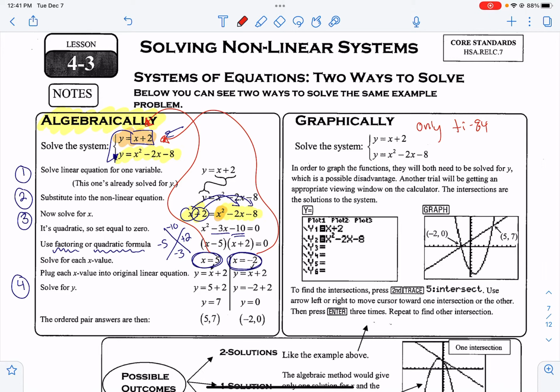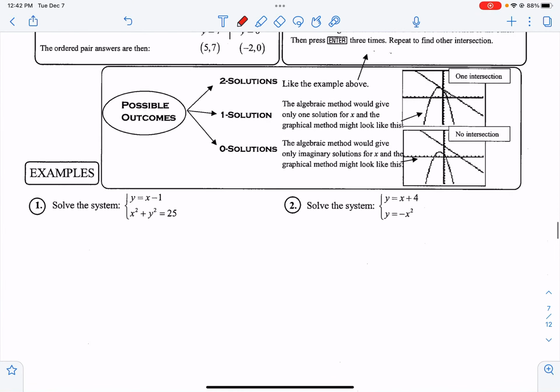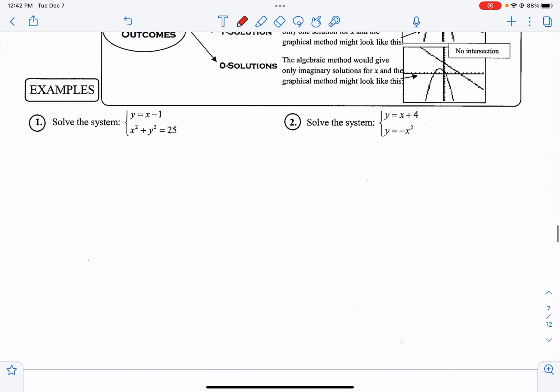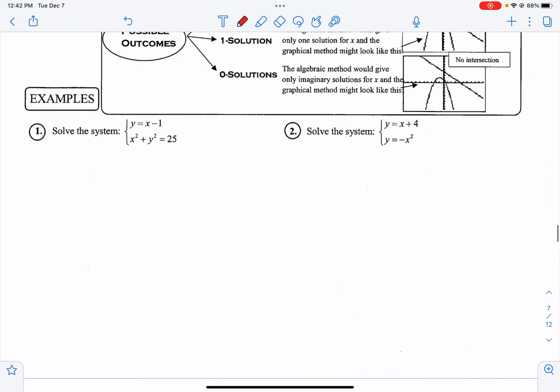Solve for one variable, substitute it into the other equation, solve for x, find your x values. Once you know your x values, plug them in, find your y values. So let's try that on a couple problems here. I think we're only going to do 2 on the video. We might do some more in class, in person. But number 1, y equals x minus 1, and x squared plus y squared equals 25.